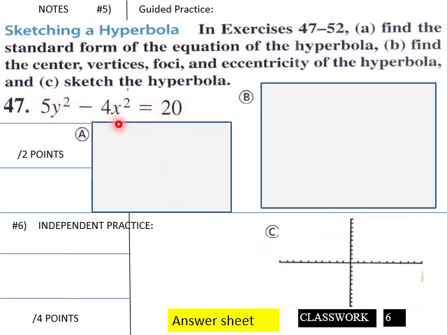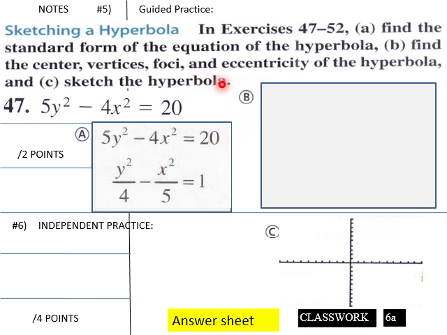So for this hyperbola, what we have here is 5y squared minus 4x squared equals 20. We have to get this to equal 1. So we divide through by 20. And this is what we end up with here. So that would be your A. That would be your standard form here of a hyperbola.